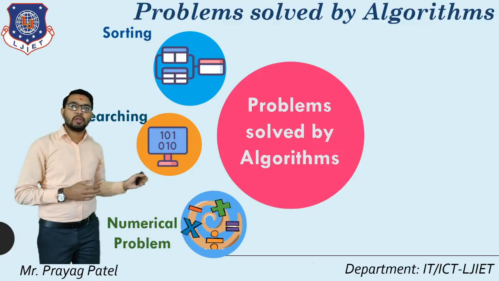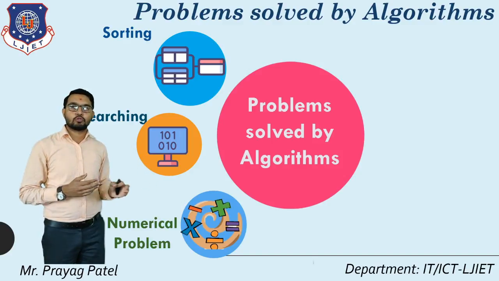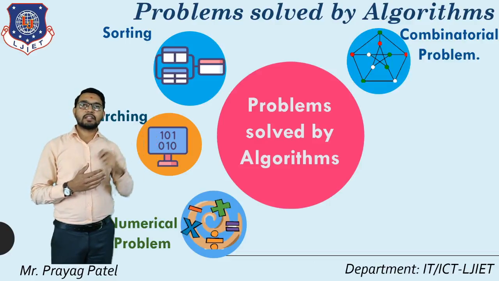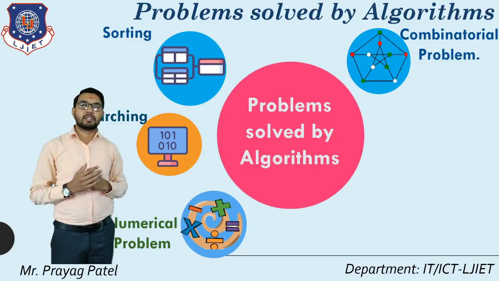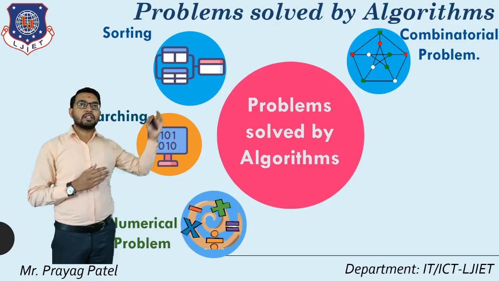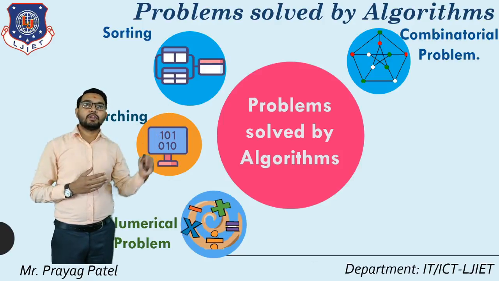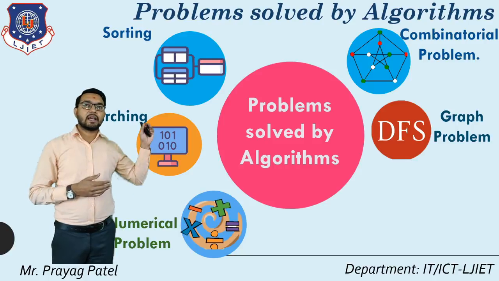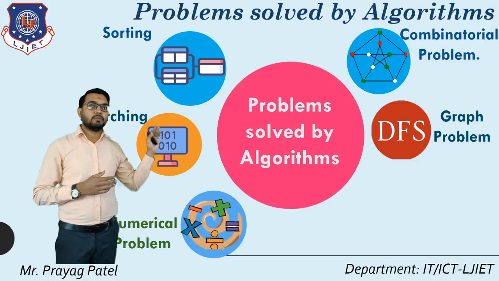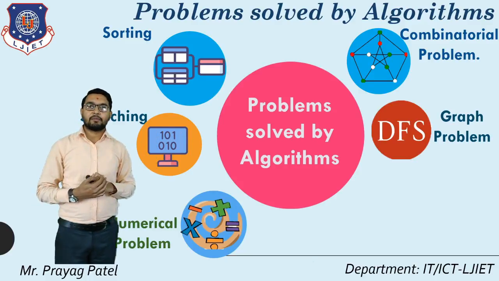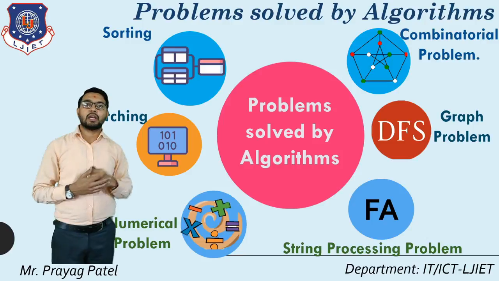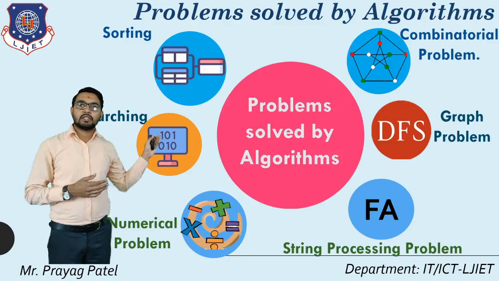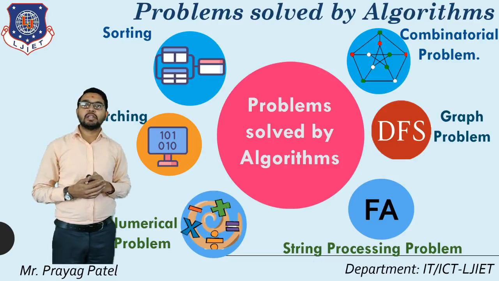Now the third problem is the numerical problem. Some numerical problems are also solved using algorithms. Next, consider the combinatorial problem, which means satisfying some constraints and then solving the problem. Here consider the graph coloring problem as a combinatorial problem. Next is the graph problem, where BFS and DFS are considered graph problems. Last is string processing, which means many techniques for string processing or string matching, like the finite automata string matching algorithm. So these different types of problems can be solved using algorithms.